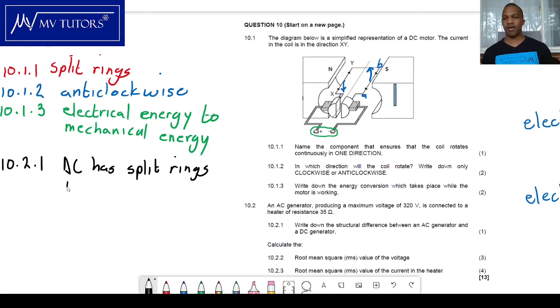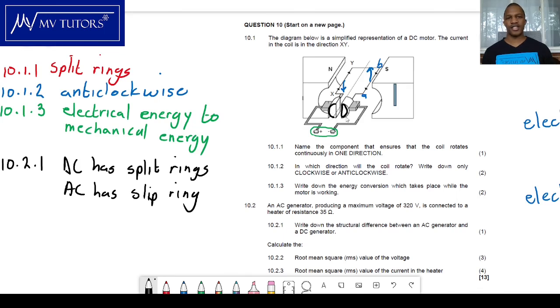and what's the other one? The AC generator has what you call slip rings. Now, how do you remember DC has split and AC has slip? The reason, if you look at this ring, this looks like a D right over here, right? This one here, this looks like a D, right? And then that looks like a C.